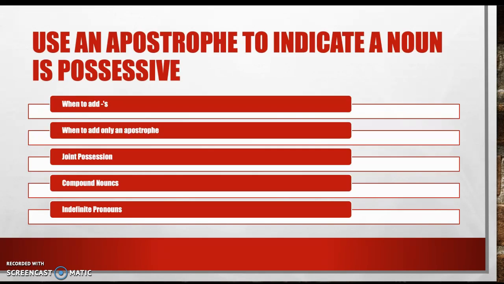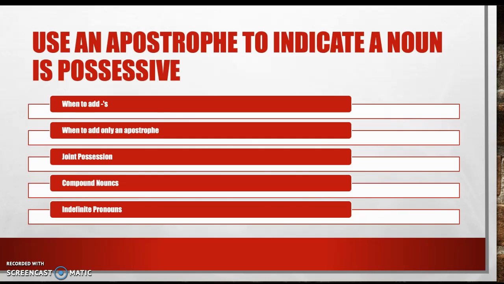So first we want to talk about using an apostrophe to indicate that a noun is possessive. And there are 5 great examples of when to do that. First is when you would add an apostrophe S. Typically, possessive nouns indicate ownership. So some examples of when you would add an apostrophe S might be a man's bag, M-A-N apostrophe S, or Matt's house, and again, it would be apostrophe S.